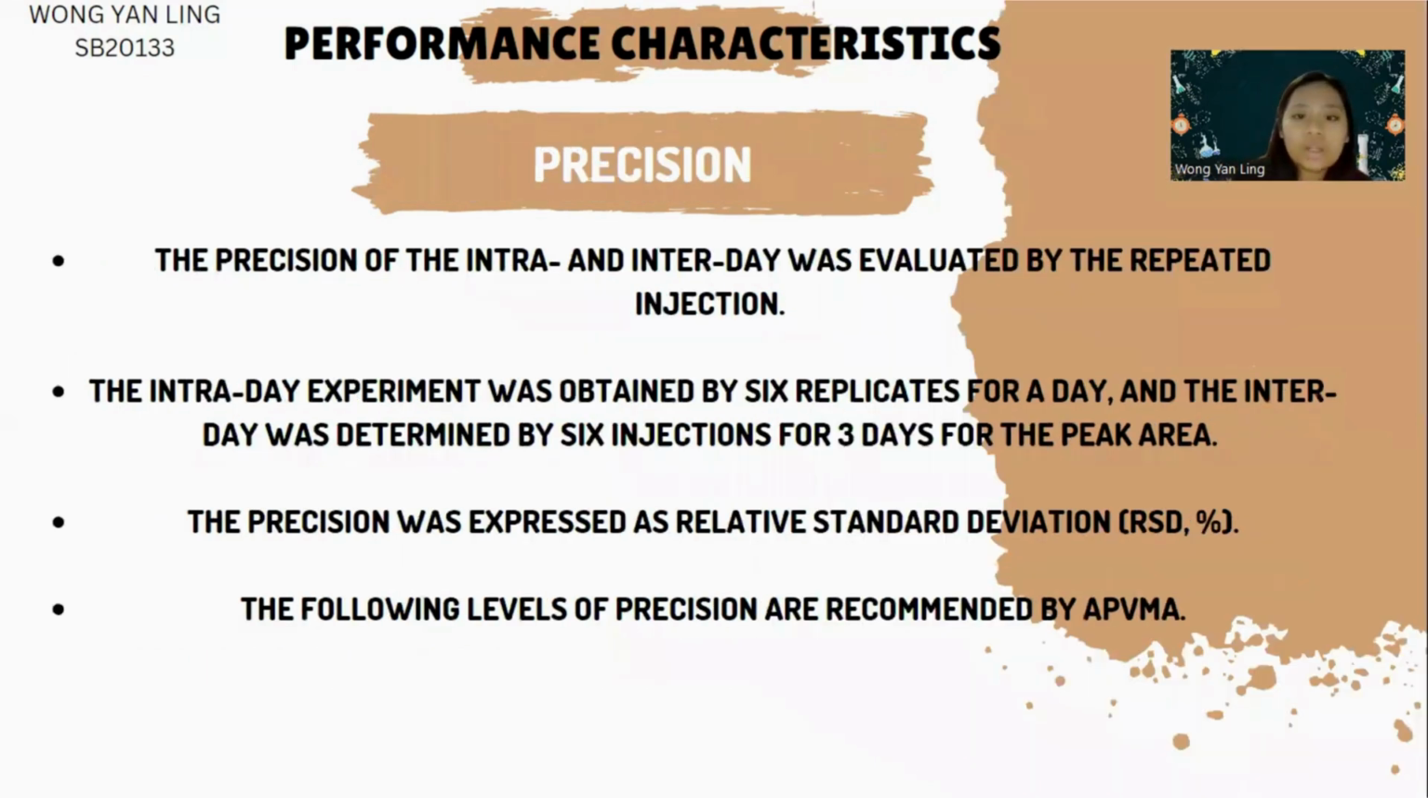So next will be the precision. The precision of the intraday and interday was evaluated by repeated injection. The intraday experiment was obtained by 6 replicates in a day, and the interday was determined by 6 injections for 3 days for the peak area. The precision was expressed as relative standard deviation. The following levels of precision are recommended by the LQMV.